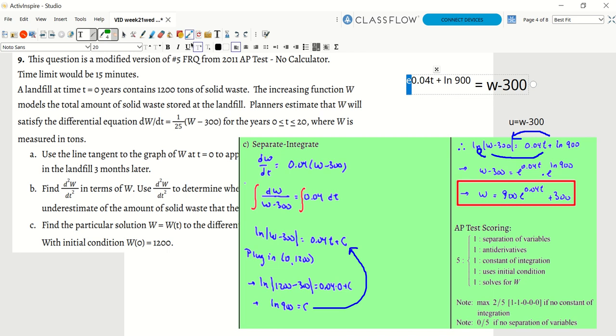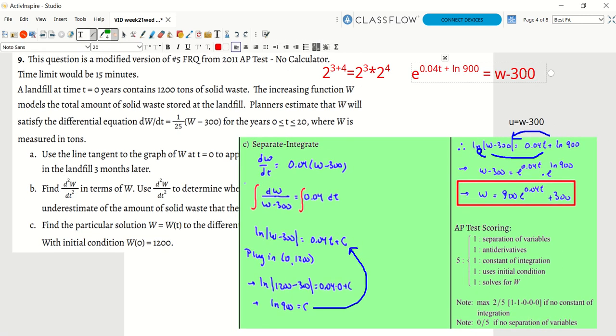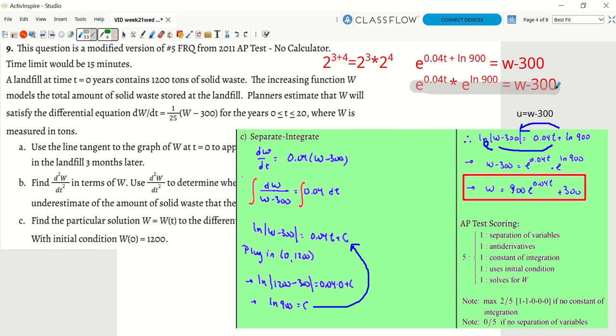And then let me make that a base. And remember this property right here, 2 to the power of 3 plus 4 is equal to 2 to the power of 3 times 2 to the power of 4. By that same logic, we're going to separate this out and put an e at the bottom over here and make this a times. And that's how they got from here to here.